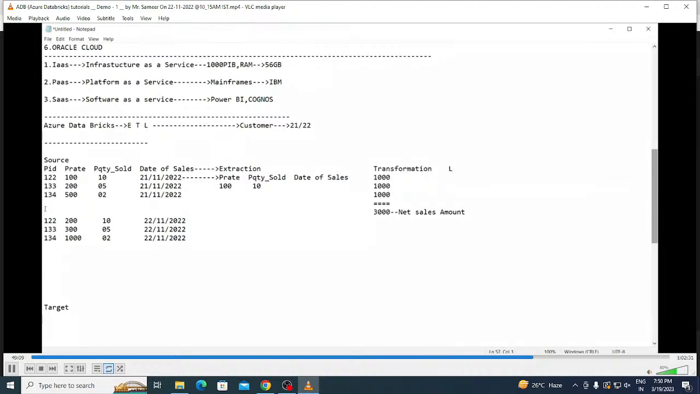Yes, guys. For the 22nd day, 200 into 10 means what? 2000. 300 into 5 means what? 1500. Very good. 1000 into 2 means what? 2000. Very good. So now calculate the sum. 5500. Very good. So now, guys, 5500.